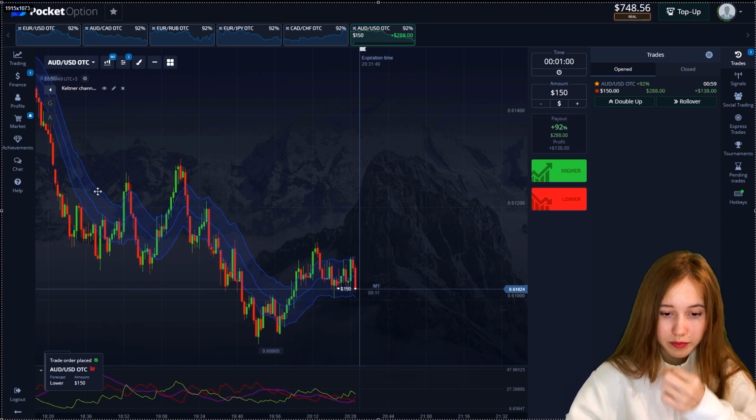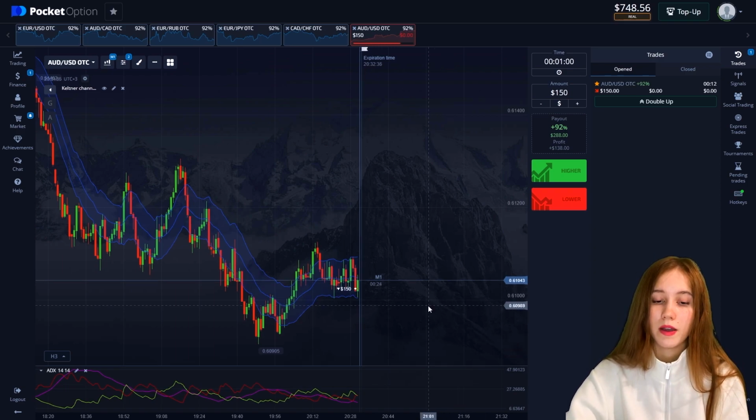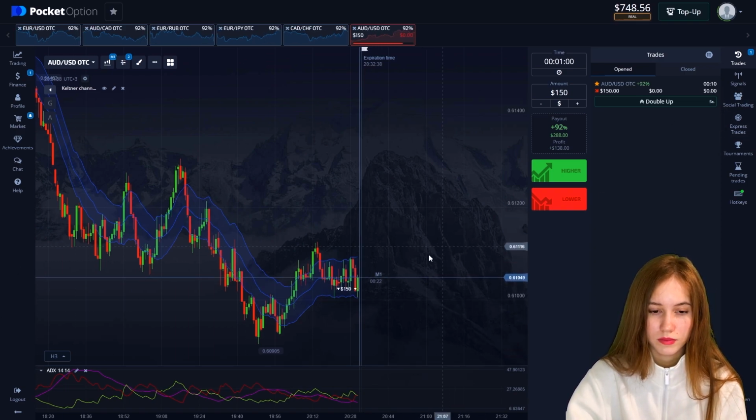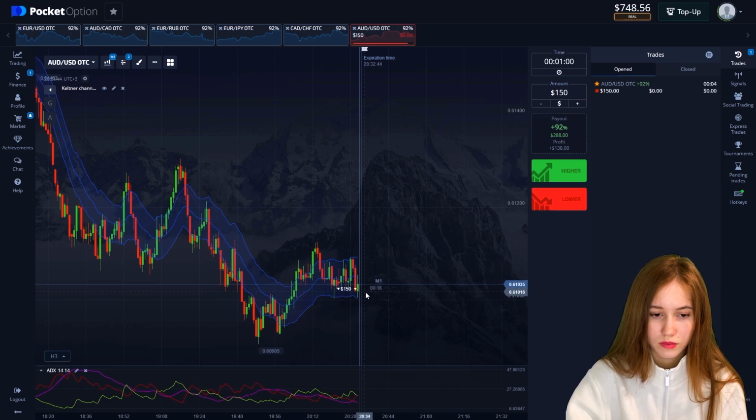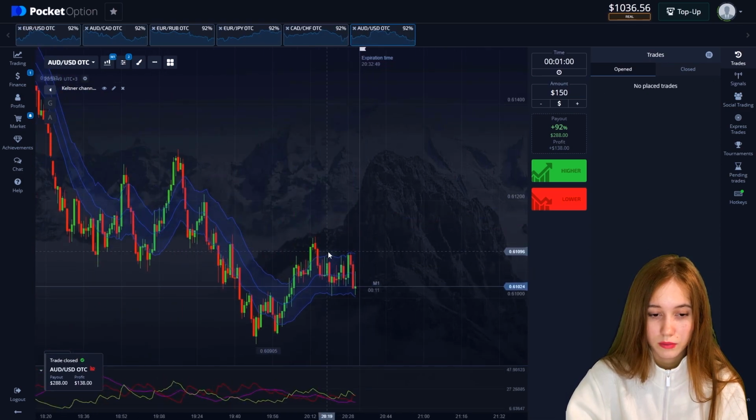By Keltner, we see drawdown situation. Upper limit is uncertain and in the state of the average. Lower, and it's in a state of drawdown. Red is in a state of rising. This is decrease. 10 seconds left. Drawdown. Yeah. Plus deal.